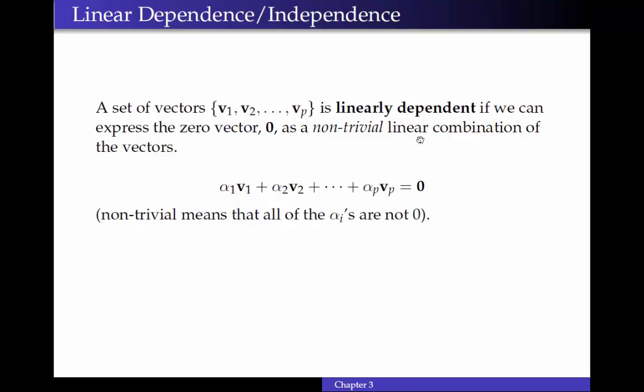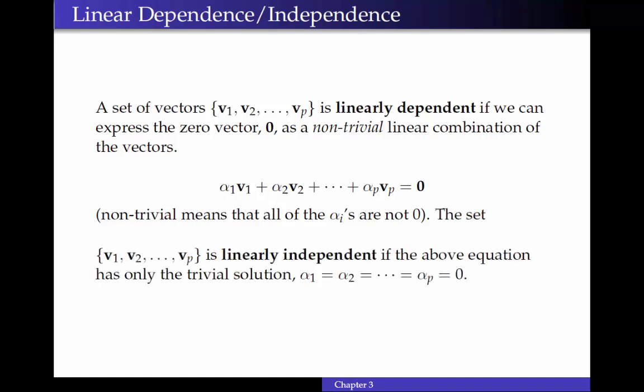Okay, so when I say a non-trivial linear combination, what I mean is that all of these constants are not 0, right? Of course, any set of vectors, I can multiply by 0, add them together, and I will get 0, right? That's trivial. So I'm talking about a non-trivial linear combination. And then the converse of this is that a linearly independent set of vectors is such that this equation here, this linear combination, has only the trivial solution. So the only way I can get 0 by adding them together is by multiplying them by 0.